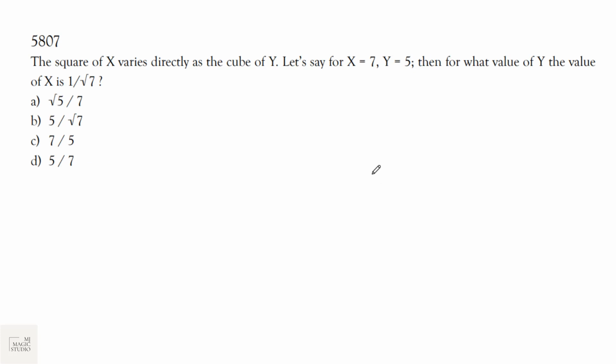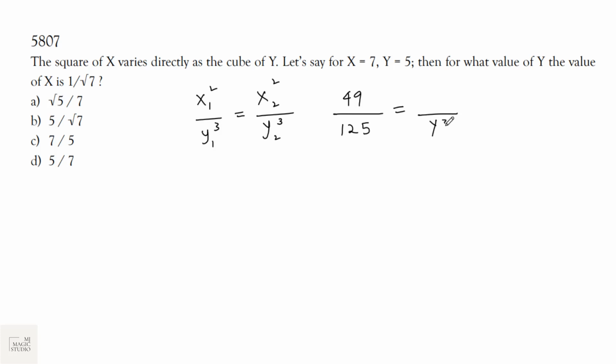Okay, joint variation. The square of x varies directly as the cube of y. That means x1 square by y1 cube equals x2 square by y2 cube. Let's say for x equals 7, we put 7 here, 49 upon, y is 5, 5 cube is 125. Then what would be the value of y?